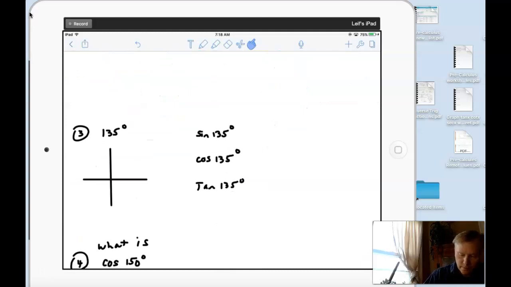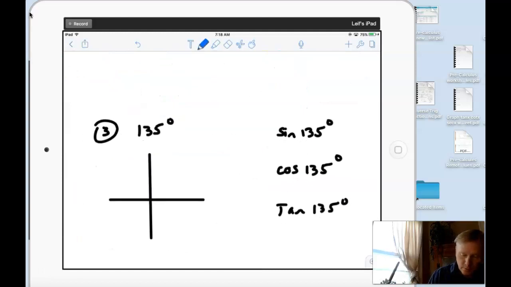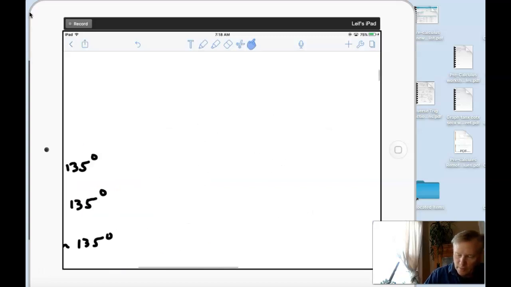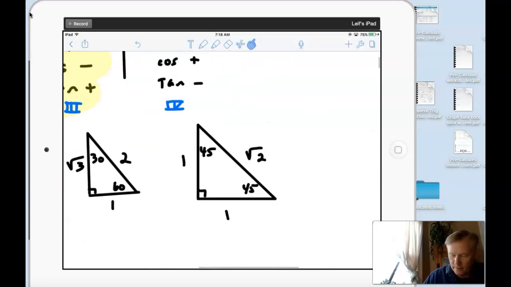Next one, same idea, 135. So if this is 180 degrees, we'll be halfway around the circle. So 135 is before that. This would be 90, which means my reference angle, which will be here, would be 180 minus 135, which will give me 45 degrees. So my reference angle is 45. And now I go back to that triangle, the 45-45-90.